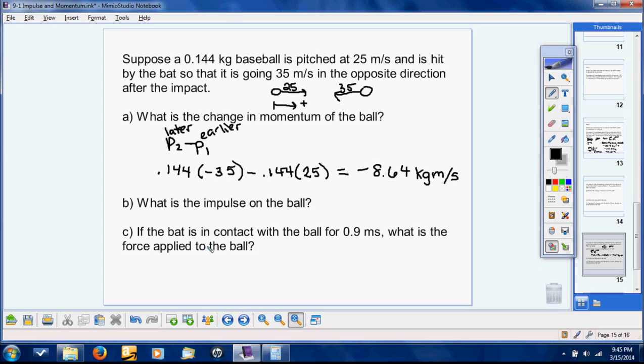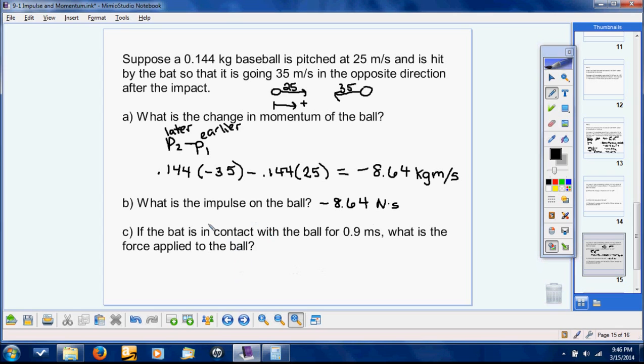Okay, the impulse on the ball. Some of you might remember from the beginning of this lesson, I hope, that impulse equals change in momentum. So there is absolutely no calculations to do on this whatsoever. Okay? You can leave it as kilogram meters per second, or you can write it as Newton seconds. These units are equivalent. Usually we think of Newton seconds when you're talking impulse, but it really doesn't matter because they're really the same unit.